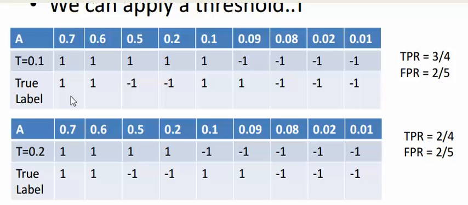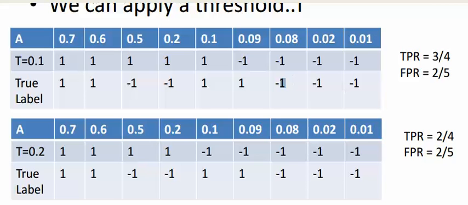Okay, so my question is, how did we do this? We have 3 over 4, 2 over 5. How did we get a 5 here? 1, 2, 3, 4, 5. Is that where we get it? No. We get it by looking at the true labels. Look at the true labels. Don't get confused now. Stay with me.